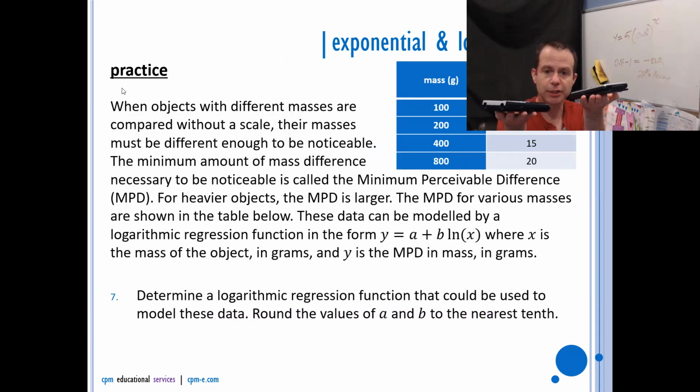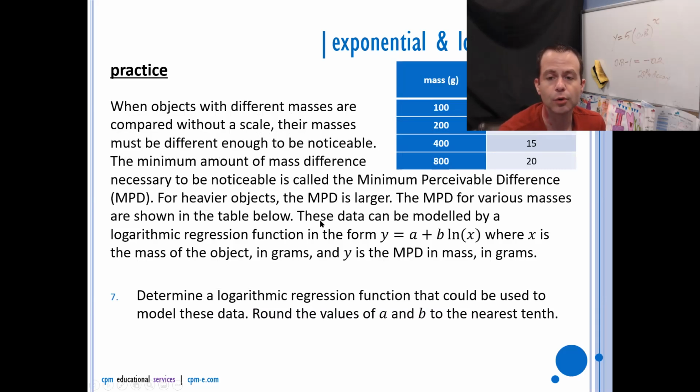If I switched, say, this TI with this, we're going to pretend is a really heavy pound of gold, I can notice a difference in their masses now. If I was holding something that was 1 pound versus 10 pounds, I would notice that. But if I was holding something that was 1,000 pounds versus 1,010 pounds, I probably wouldn't notice the difference there. That's what they're trying to get at here. That minimum amount of mass difference is called the minimum perceivable difference. For heavier objects, it's larger.